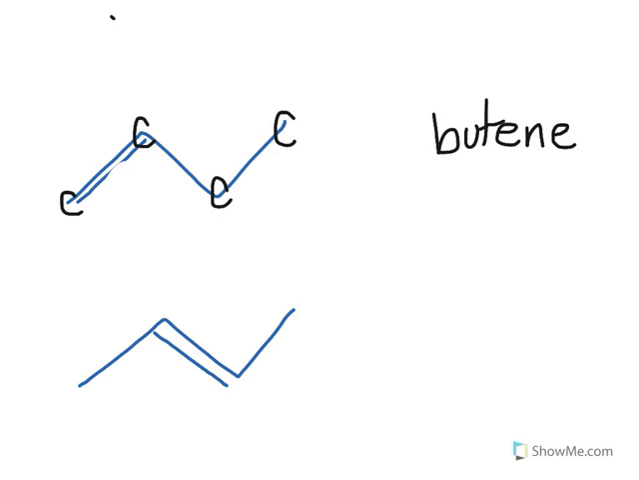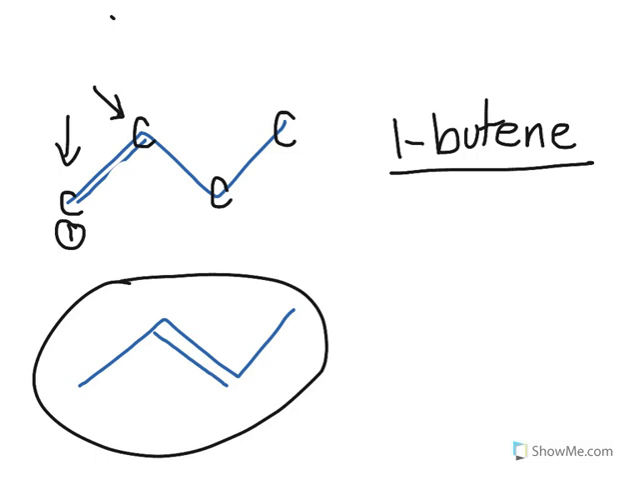Now, because the double bond extends from the first carbon to the second carbon, we actually have to use a number to identify where the double bond would be. And the reason why is because, and we'll name this, obviously this will be carbon number 1, going from carbon number 1 to carbon number 2, so that's why it's called 1-butene. The reason why we need to do that is because this compound down here is also butene.